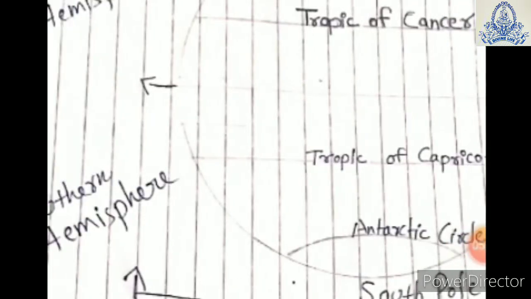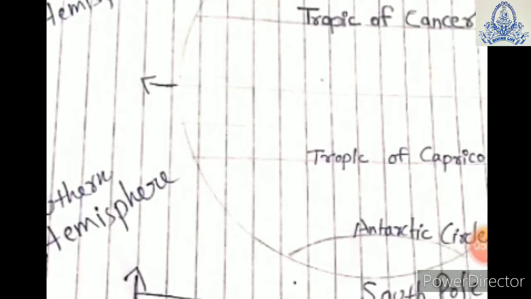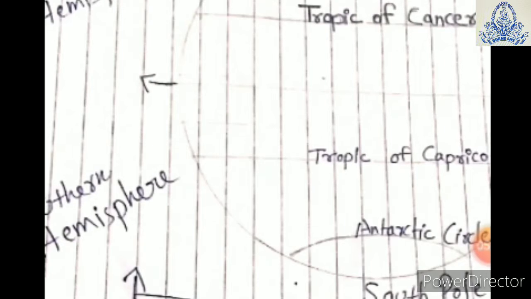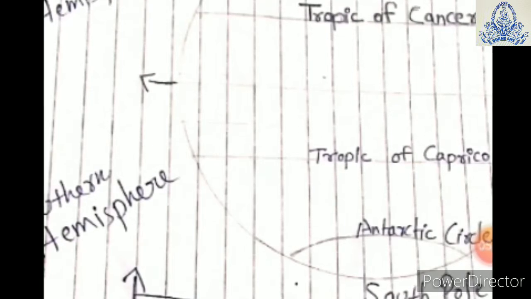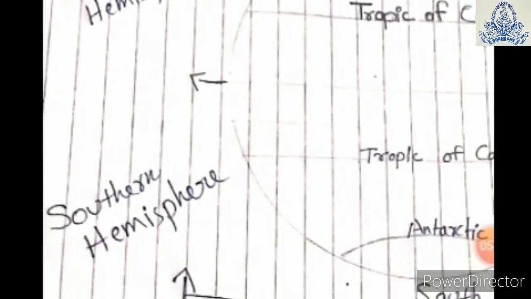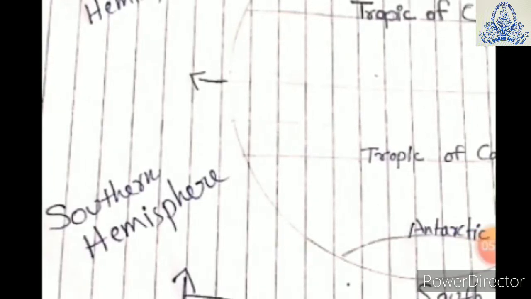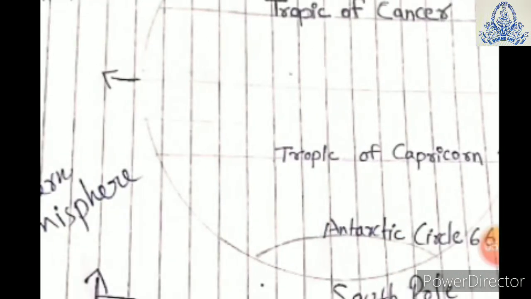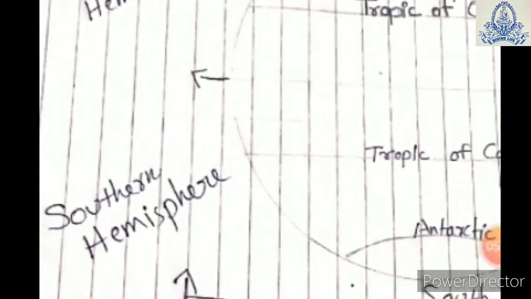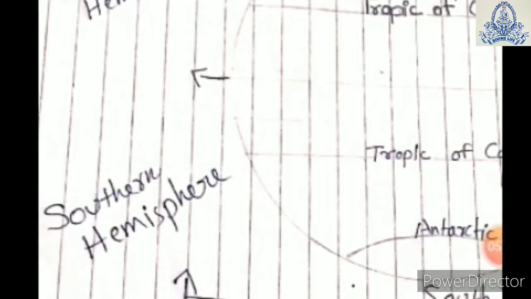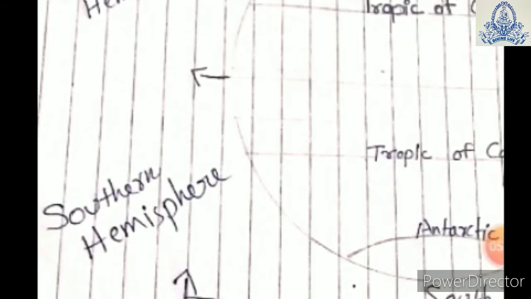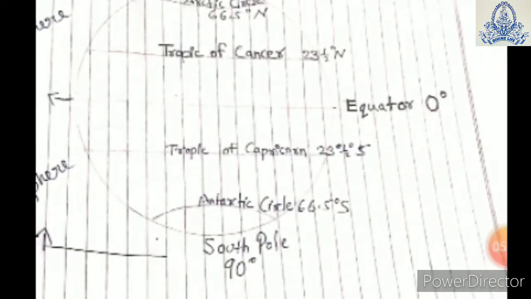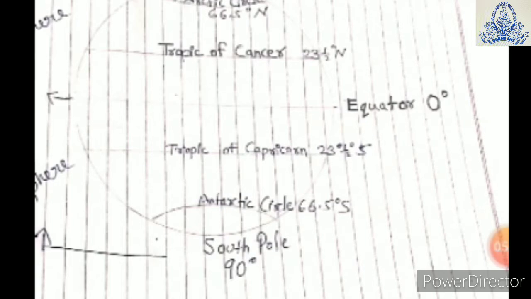Now see here, I have mentioned that the part from north pole to equator is called the northern hemisphere, and the part from equator to south pole is the southern hemisphere. So we have two hemispheres on our earth, the northern hemisphere and the southern hemisphere. By this we can easily understand.